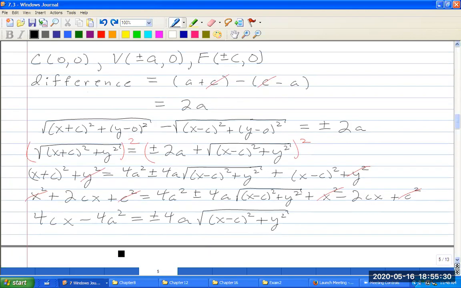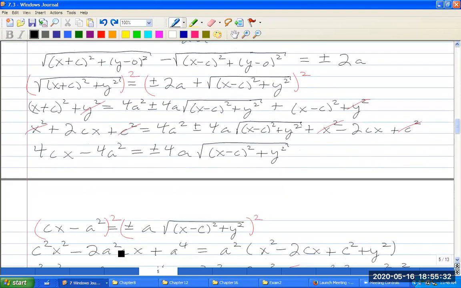Now let's square both sides of my equation. Let's divide first by 4. So I get cx minus a squared equals plus or minus a times the radical. To square both sides of my equation, I have (cx minus a squared) quantity squared equals plus or minus a quantity squared, which just gives you an a squared. The square gets rid of the square root.